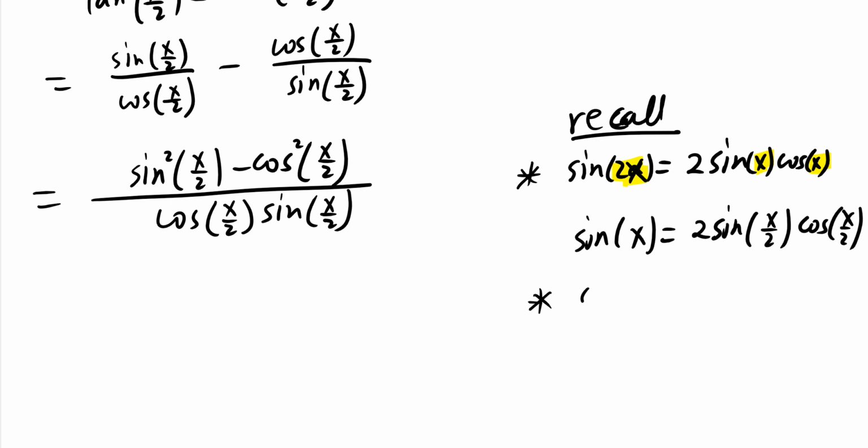The other one is cosine 2x. Cosine 2x is cosine square x minus sine square x from the previous section.